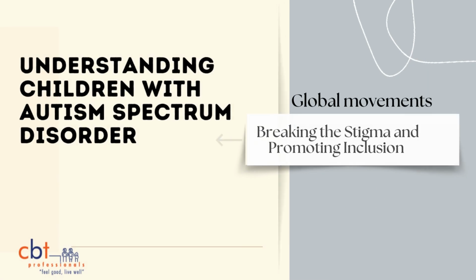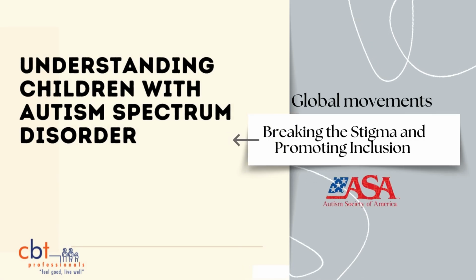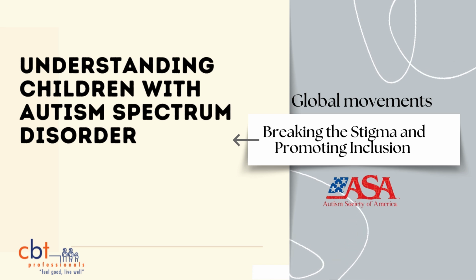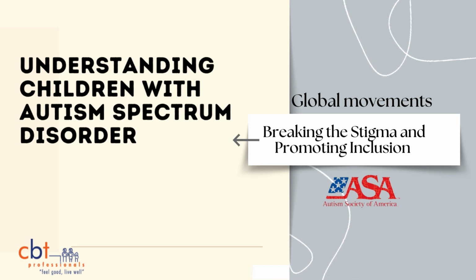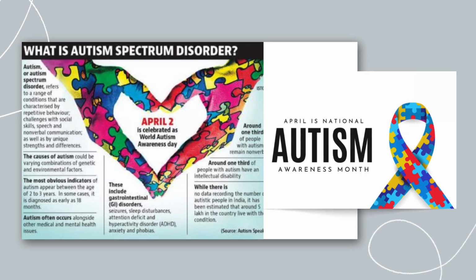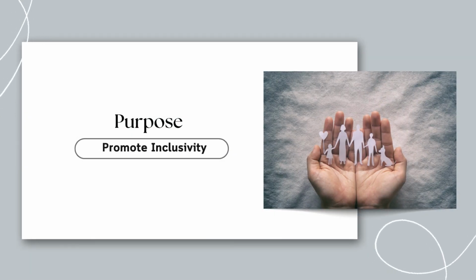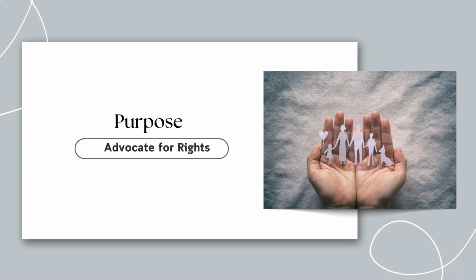Global movements such as Autism Awareness Month, Autism Rights Movement, and Autism Speaks are working to spread accurate information and promote inclusion. For that, World Autism Awareness Day, observed on April 2nd every year, is a reminder of how far we have come and how far we still have to go. It's a call to action for all of us to educate ourselves, to challenge stigma, and to advocate for a world where everyone is included.